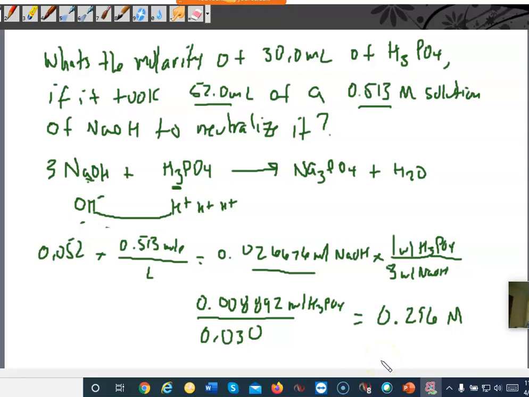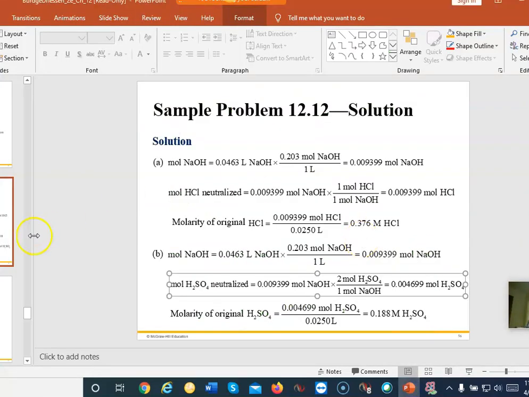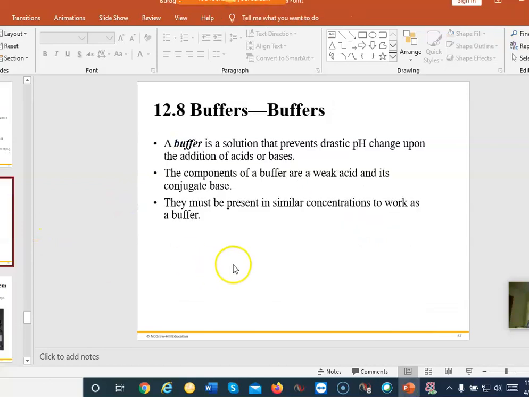Okay? So still mole-to-mole conversions, but basically it's a titration. It's just the whole point of a titration, doing these calculations. All right, any questions? Otherwise I want to talk about a buffer, which is the last part of this chapter.